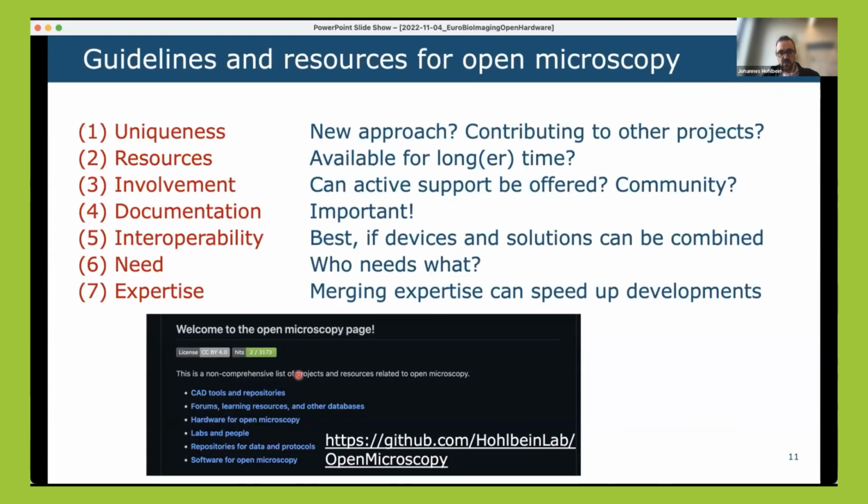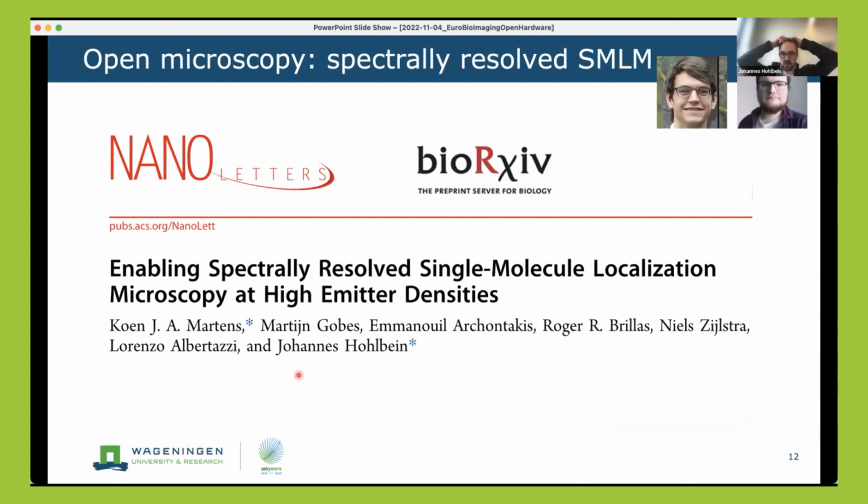And now let's change gears a bit. We want to talk about something that we recently published on spectrally resolved single molecule localization microscopy. I want to link that a bit to the idea of how we understand open microscopy and open hardware. Again, as probably many people already do, the manuscript went to the preprint server so that people can have a look, get acquainted with the idea, ask questions already or provide comments, and then we still go the traditional way to a journal to get it published and get the peer review going.